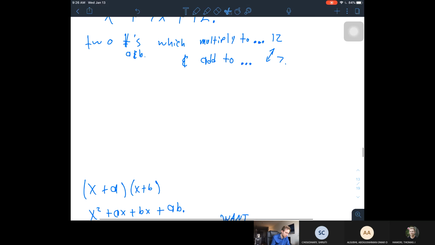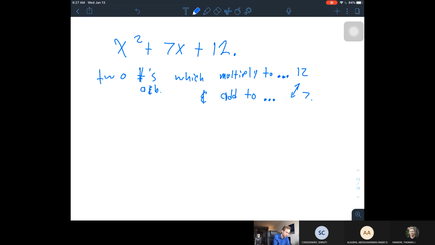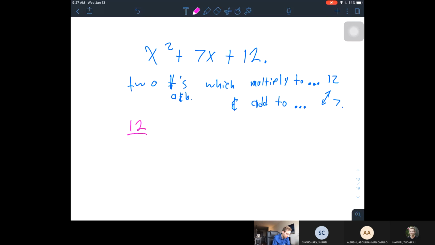We want two numbers which multiply to 12 and add to 7. What we can do is write down the number 12. I'm going to write down 3 and 4, but I want you to see the method of how I do this in my head: I go through all of the possible pairs.